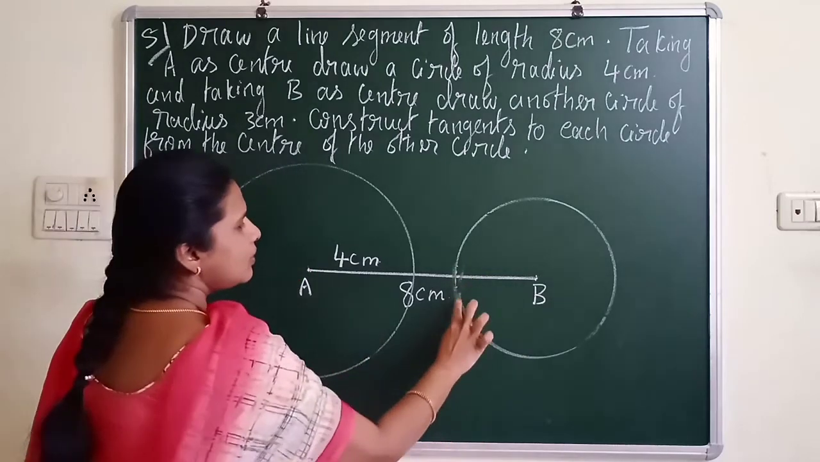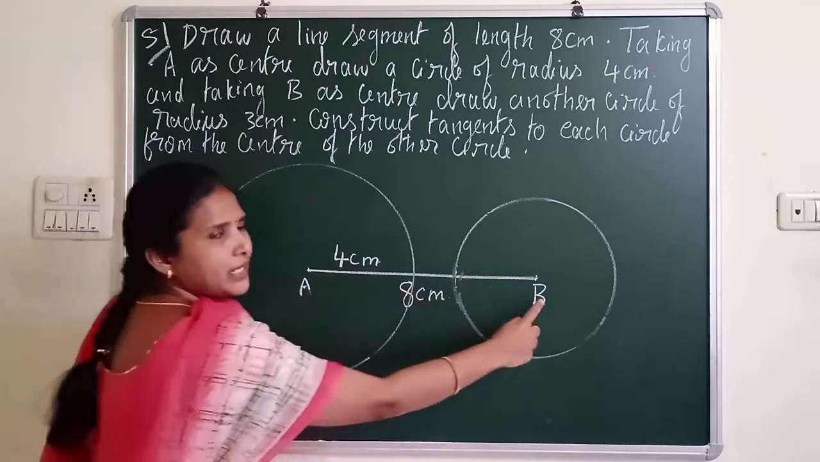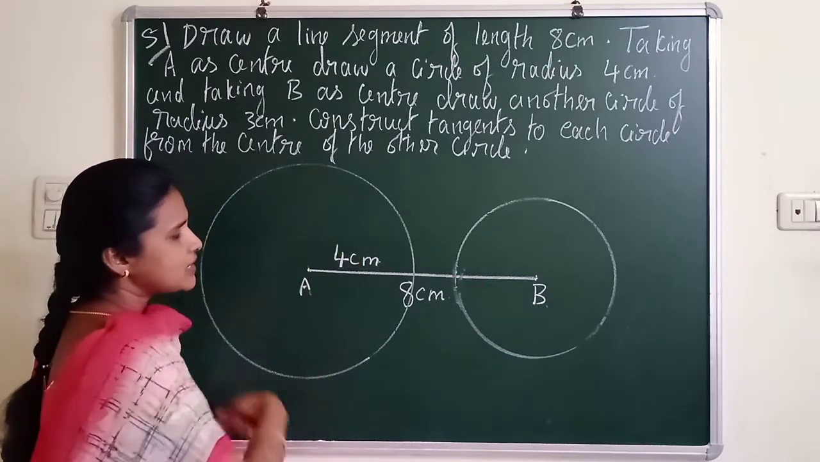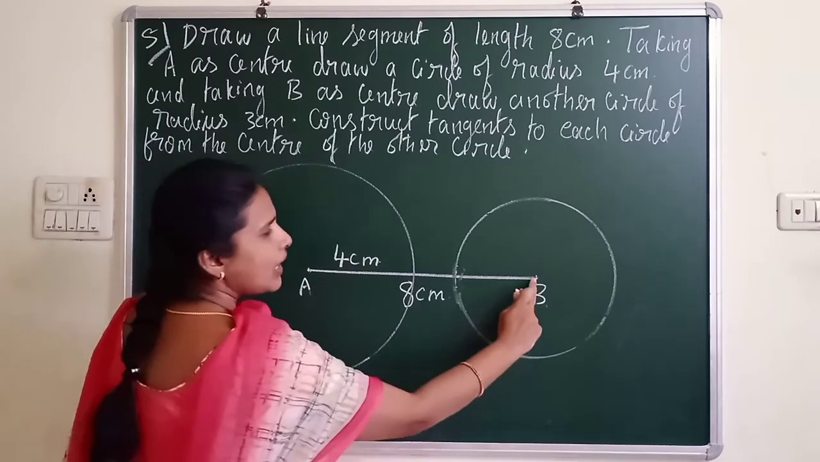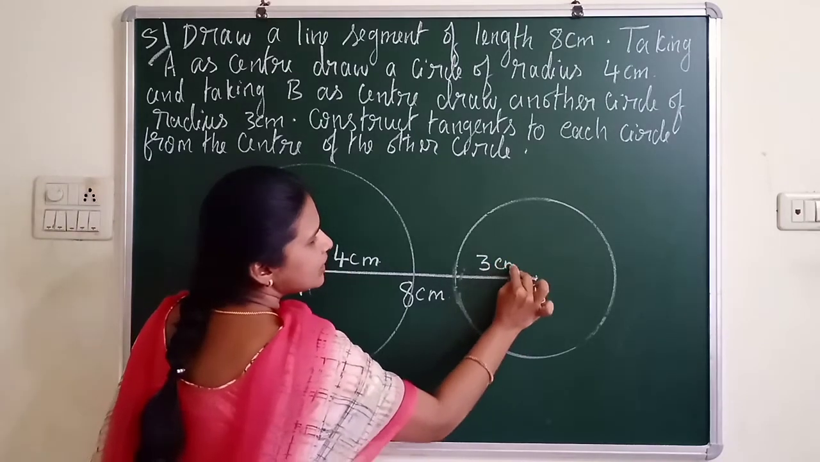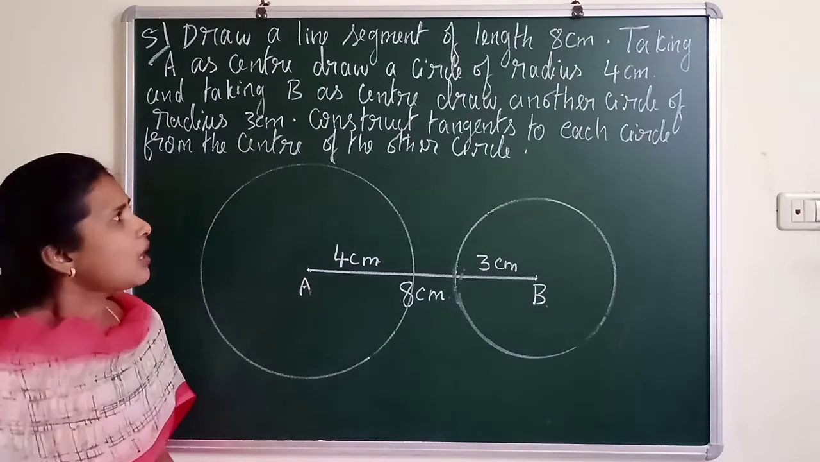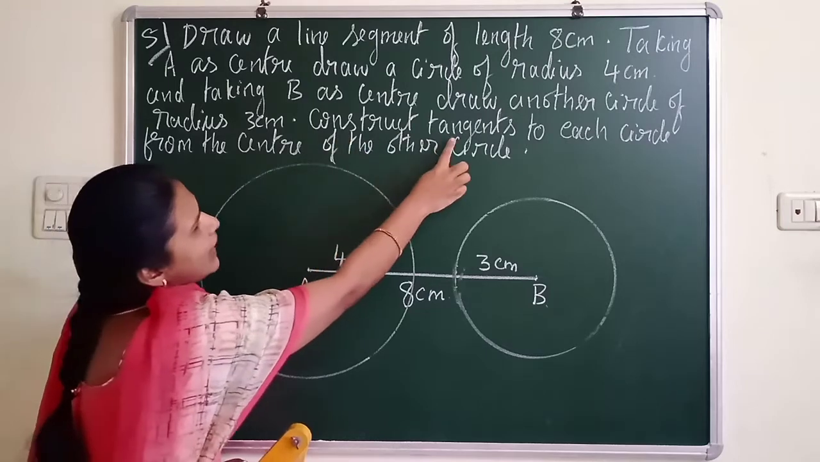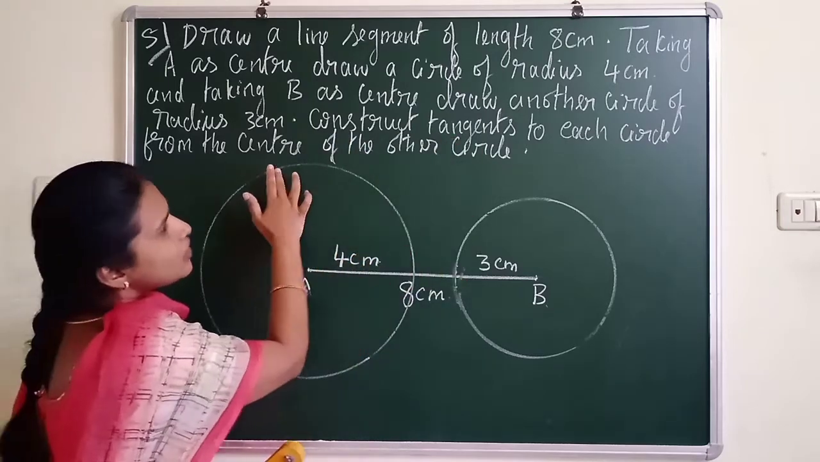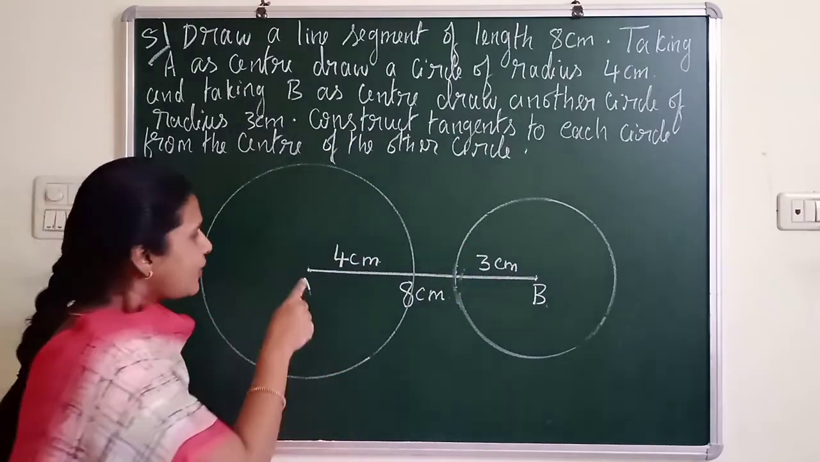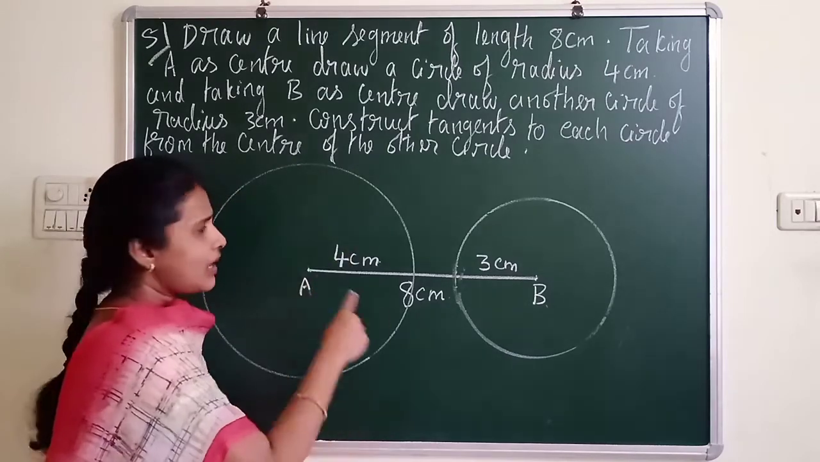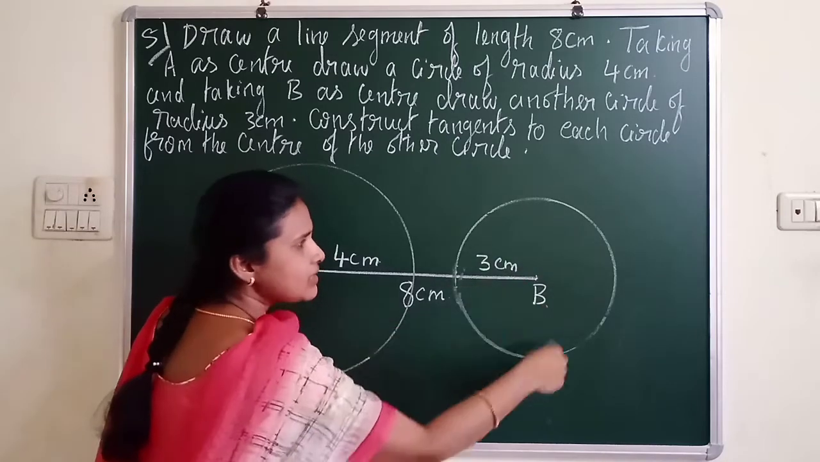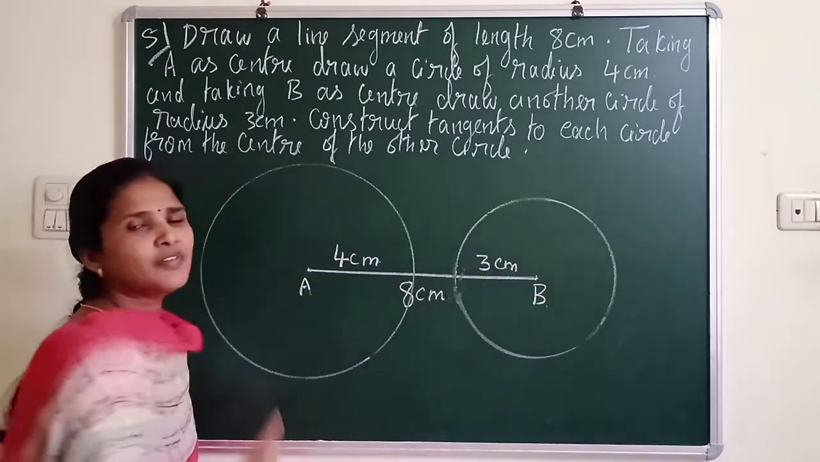So you can see here, this is line segment AB given 8 cm distance, and with center A I have to draw one circle of radius 4 cm, and with center B I have to draw a circle of radius 3 cm. Now where do I have to draw the tangents? He has given construct tangents to each circle from the center of the other circle. Means from the center of this circle I have to draw tangents to the second circle, and from the center of the second circle I have to draw tangents to the first circle.